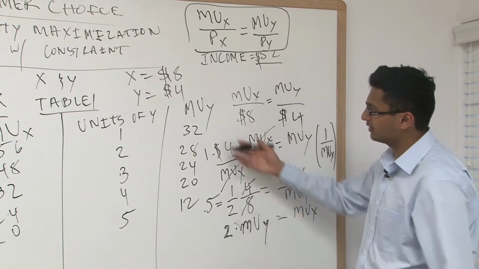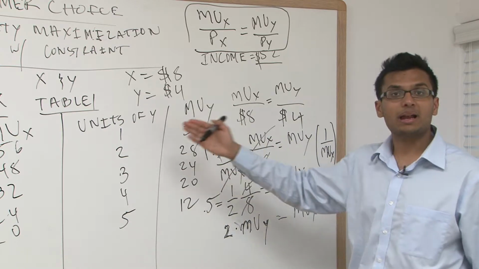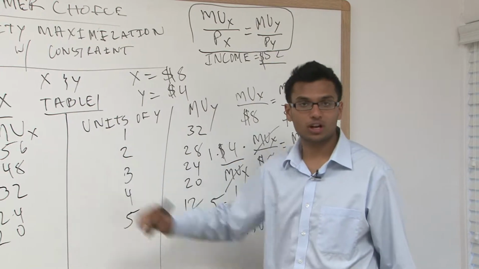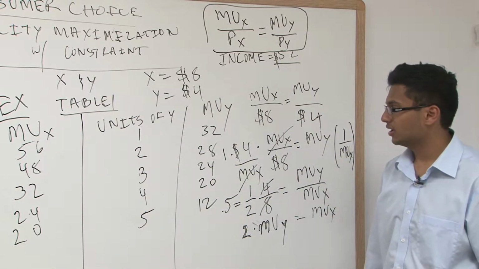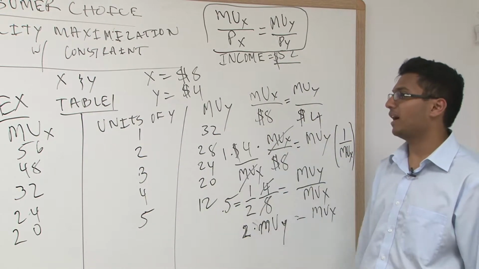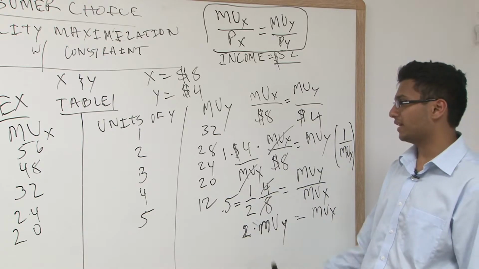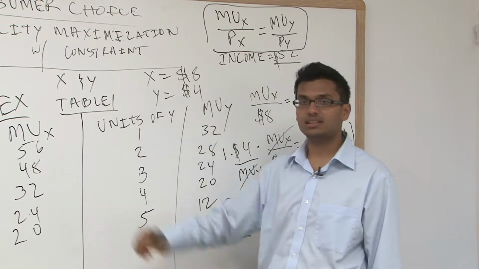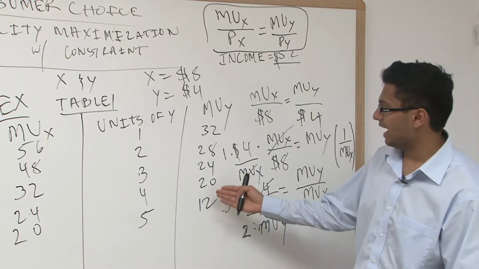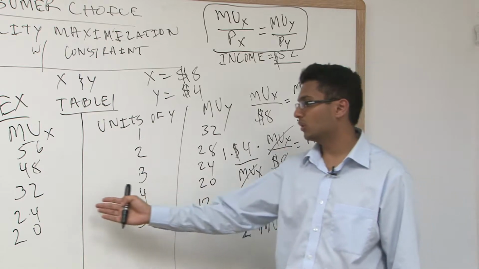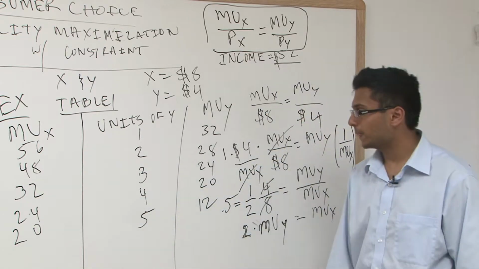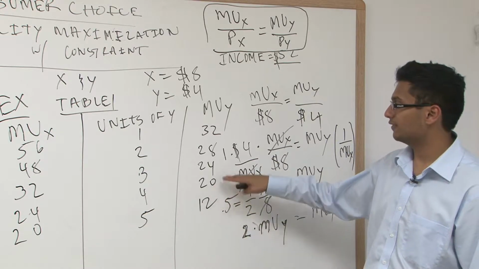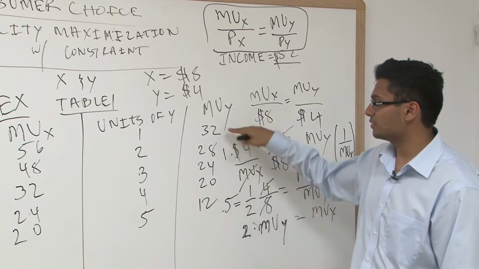So if I take this row and multiply it by 2, I should find a number over here as MUX. So let's see, is there anything that you can find? There are two things I can find. There's 28 times 2, which is 56, and then I have 12 times 2, which is 24. Those are the two things. I don't see 40, I don't see 64. I'm just multiplying these by 2.